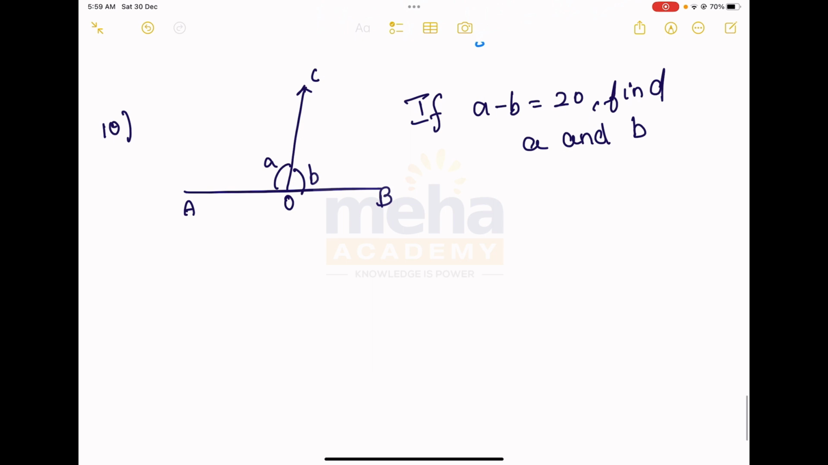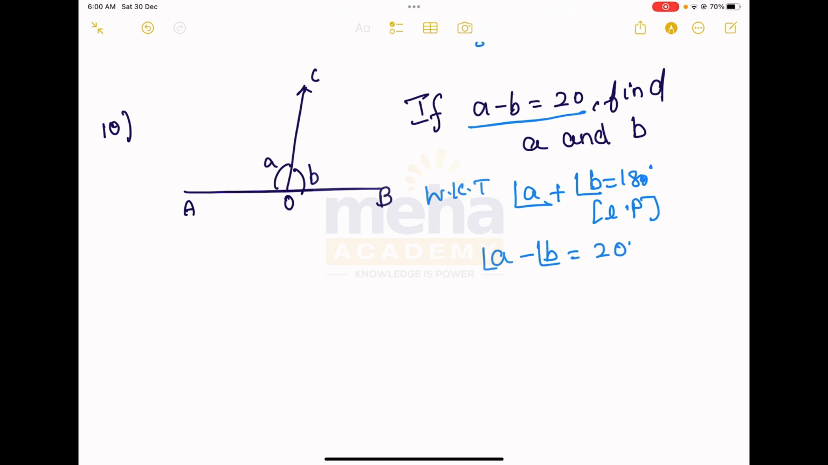Next question. We have to find the value of angle A and B. So it is given, one equation is given, A minus B is equal to 20. We also know that angle A plus angle B is equal to 180 degree because of linear pair. It's given in the question. So now we will go to that particular linear pair and we will solve it. Therefore, angle A is equal to, let us take 20 plus angle B. So we are going to substitute in the linear pair equation.